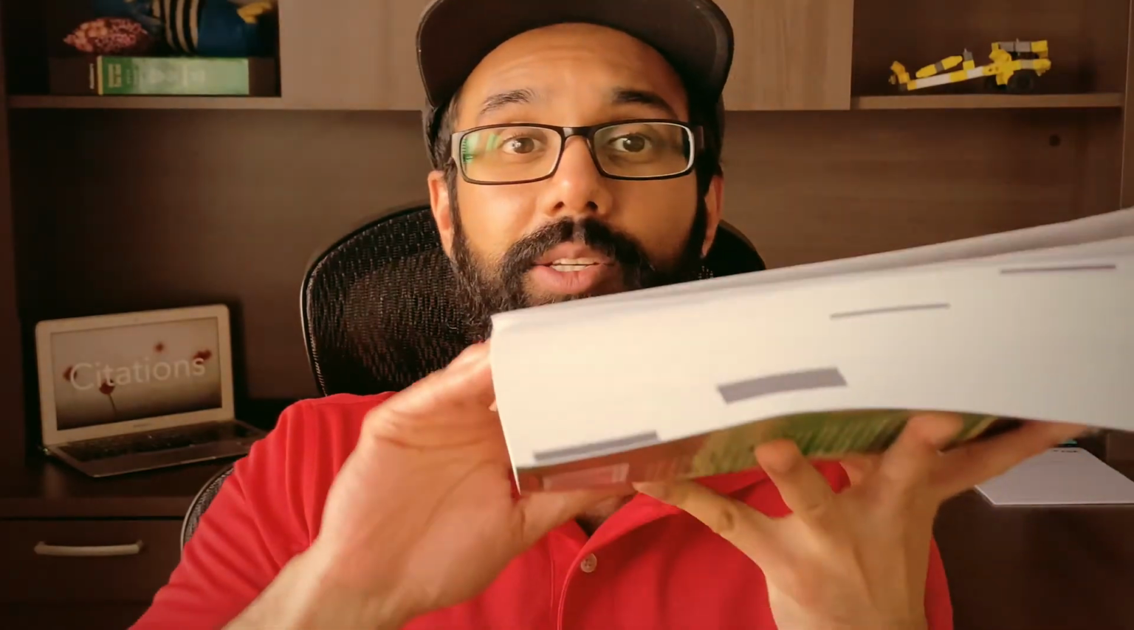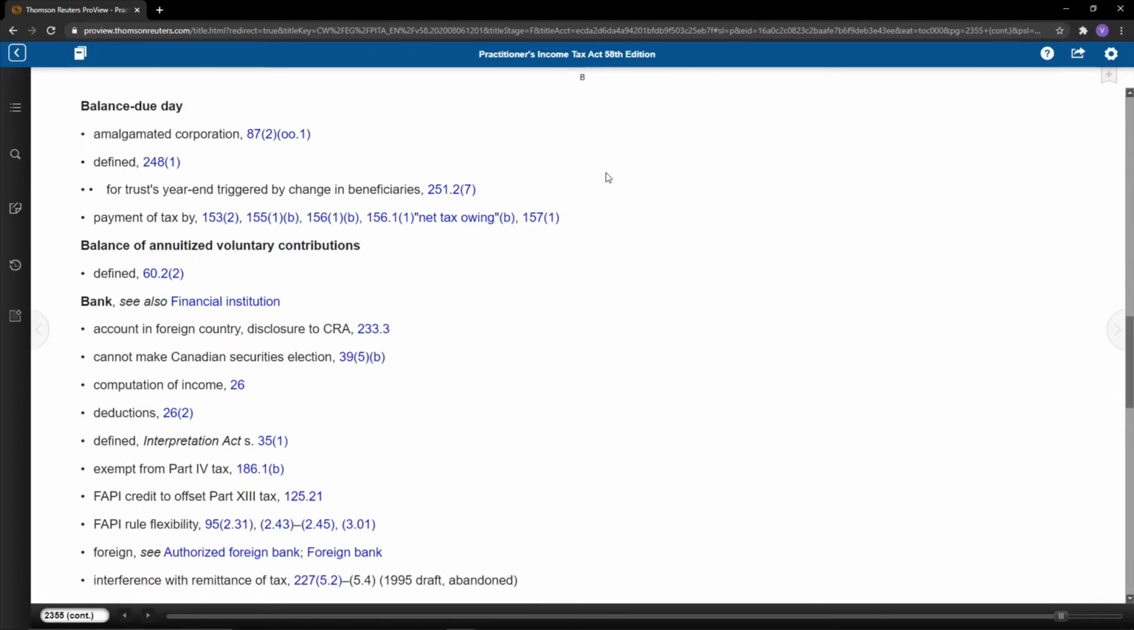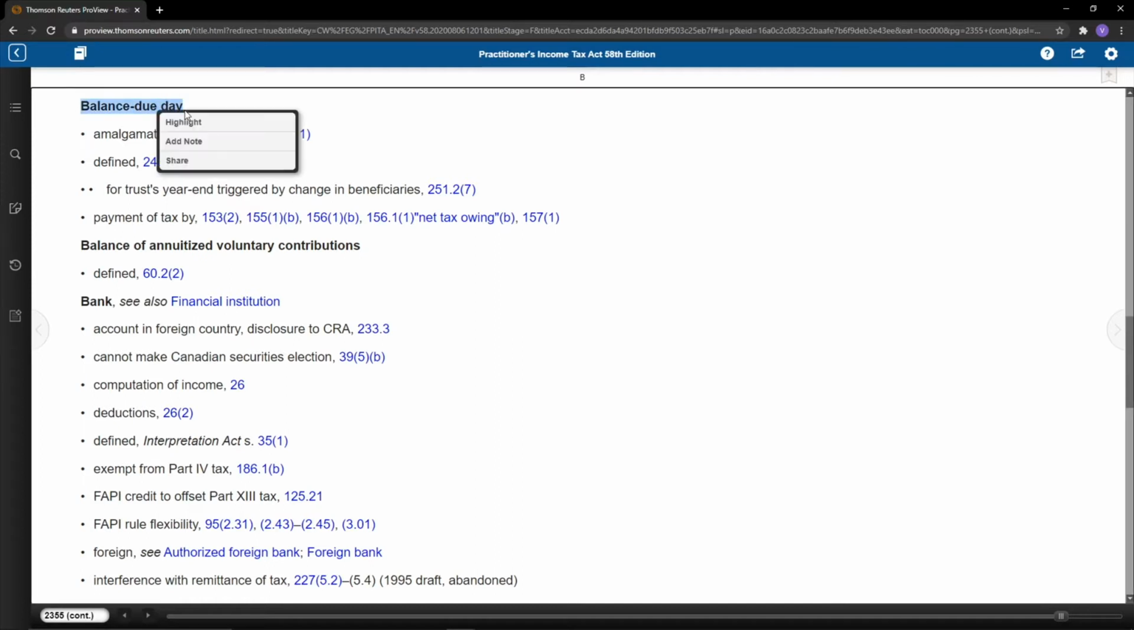A great way to deal with questions like this is to look at the index. So take the Tax Act, turn it sideways, look at the last visual indicator. Go to the first page of the last indicator to find the index. When you get to the index, it'll look something like this, and it will start with the A's. In my version of the Income Tax Act, the balance due day appears on page 2355 in the index. You will see that the term balance due day appears in the Income Tax Act multiple times. Recall that we are looking for the definition of balance due day.